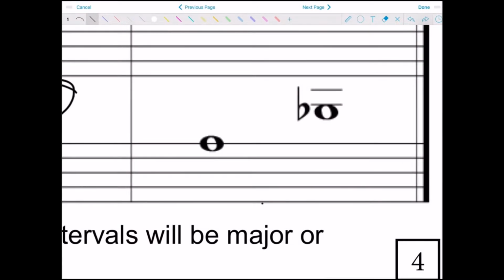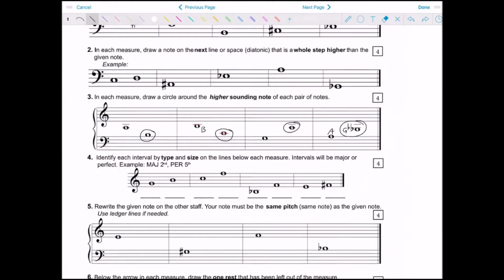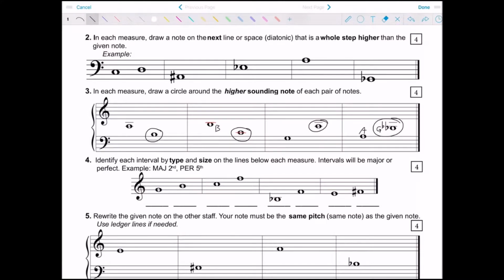Okay, here I have an A. Here I have a G flat. Not a B flat, that's a G flat. This G flat is lower than the A, so this would be the higher sounding note. And that's all of question 3. Let's move on to question number 4.